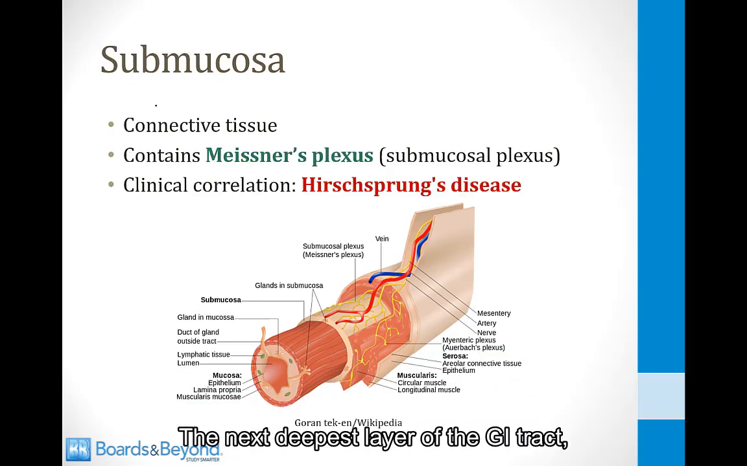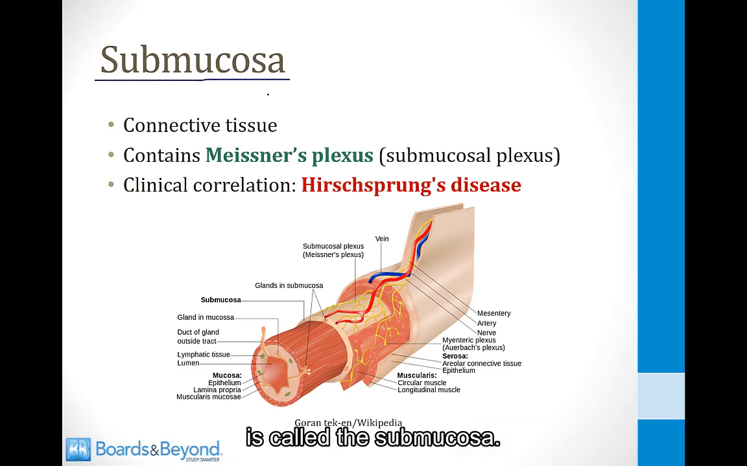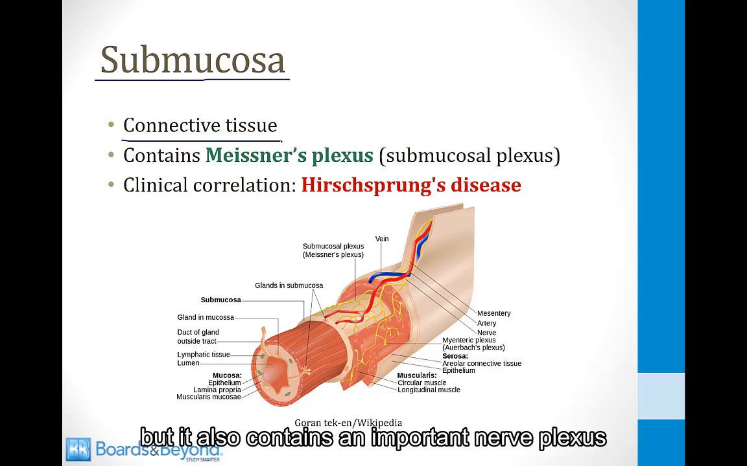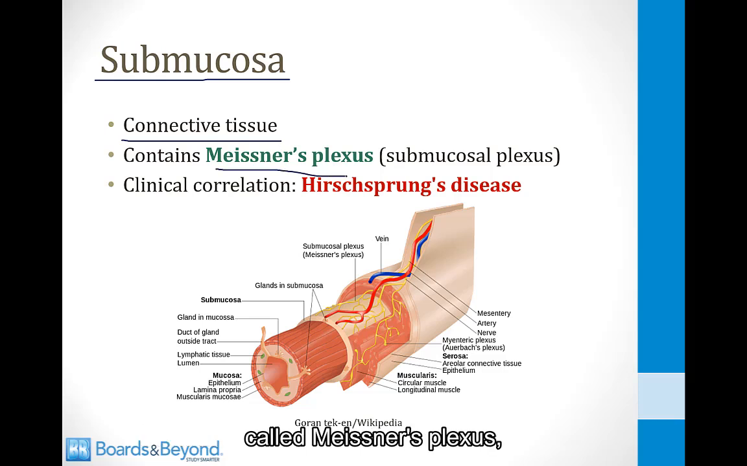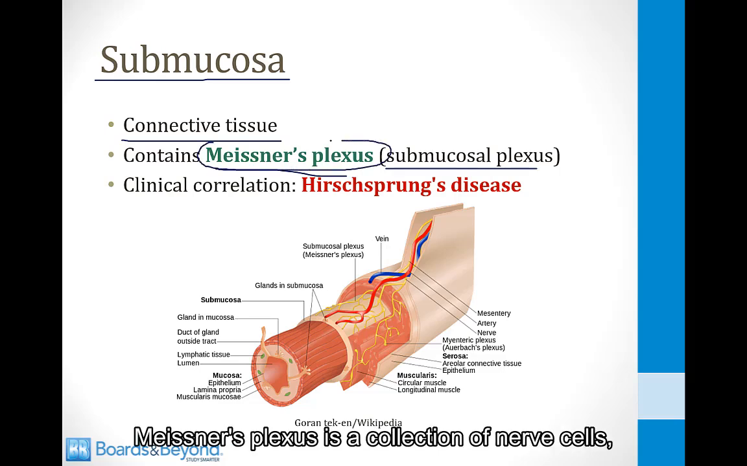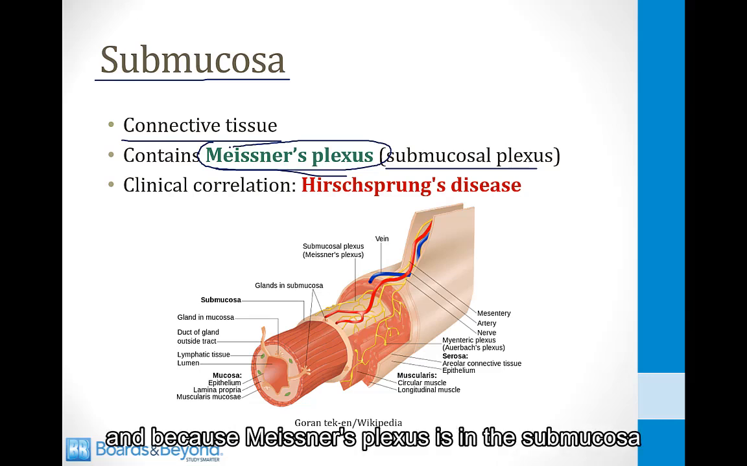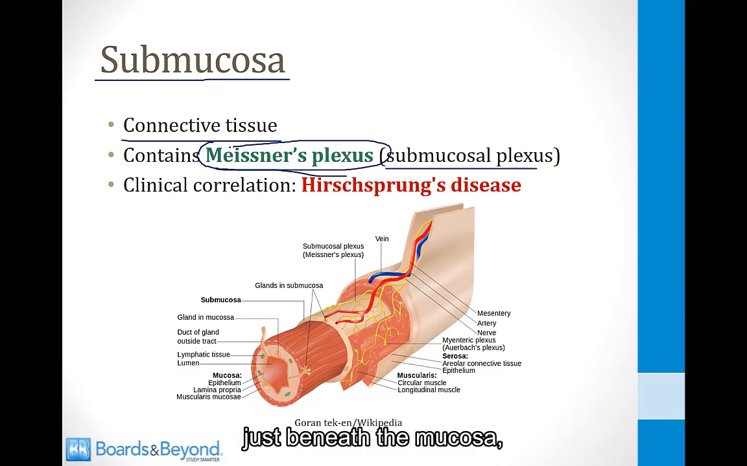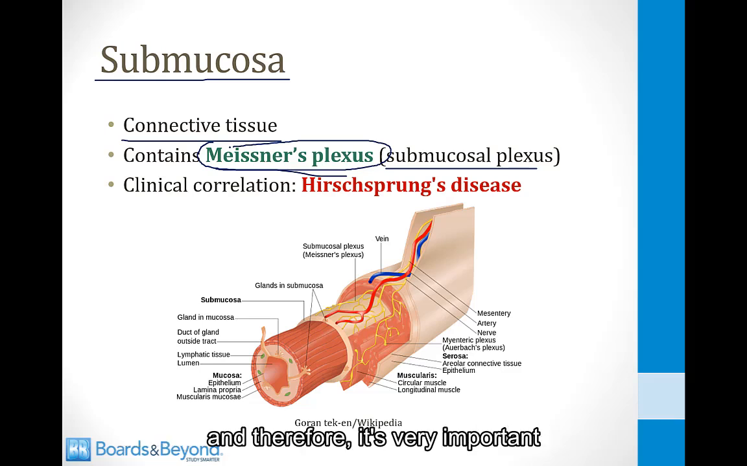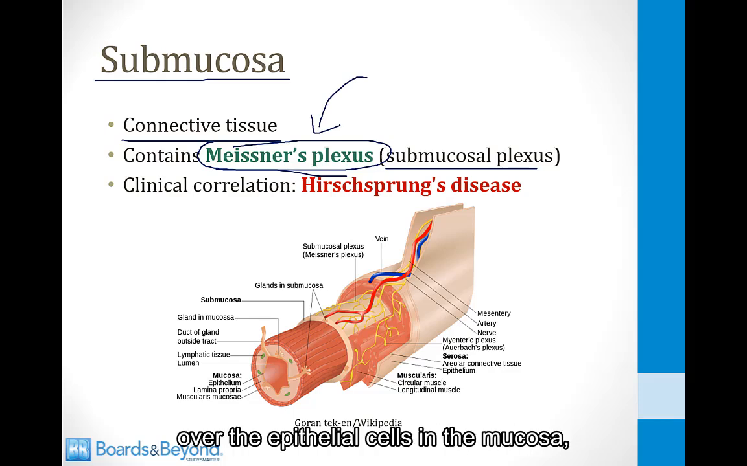The next deepest layer of the GI tract, the layer that sits beneath the mucosa, is called the submucosa. The submucosa is made up largely of connective tissue, but it also contains an important nerve plexus called Meissner's plexus, also known as the submucosal plexus. Meissner's plexus is a collection of nerve cells, and because Meissner's plexus is in the submucosa just beneath the mucosa, it's very close to the epithelial cells of the mucosa, and therefore it's very important for controlling secretions.